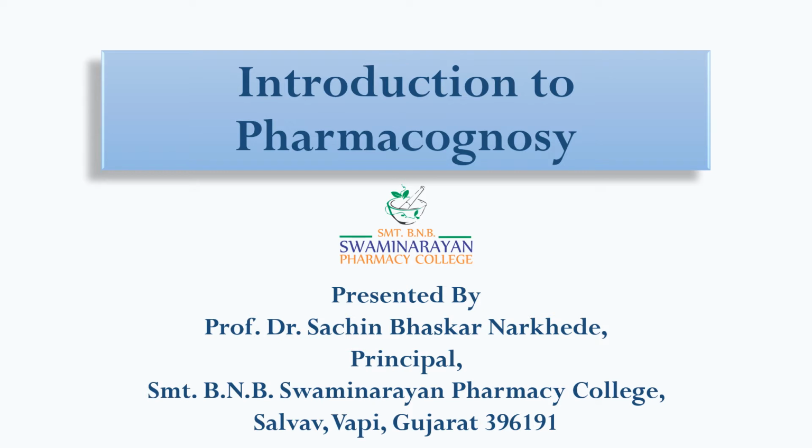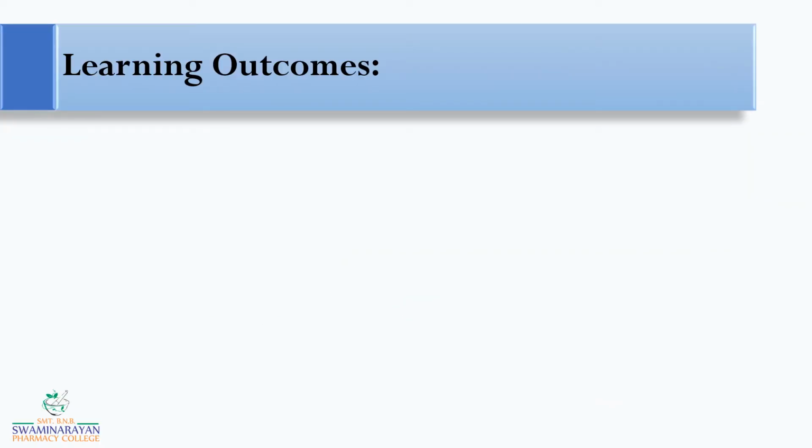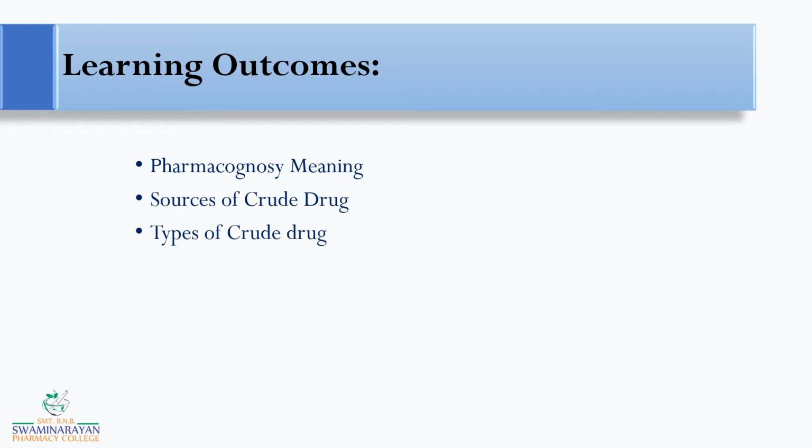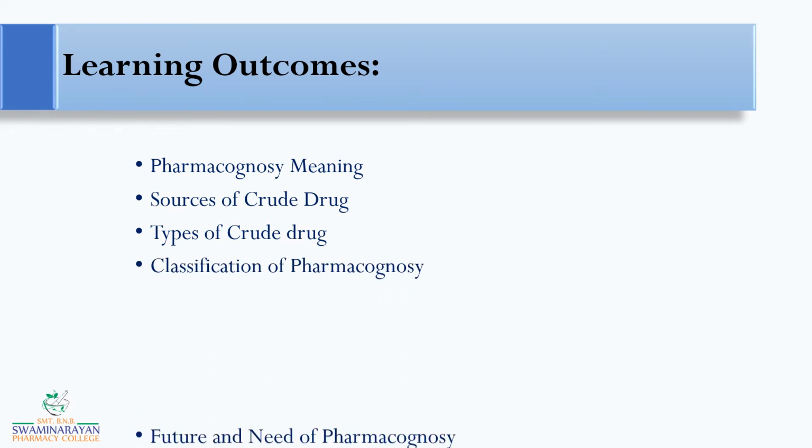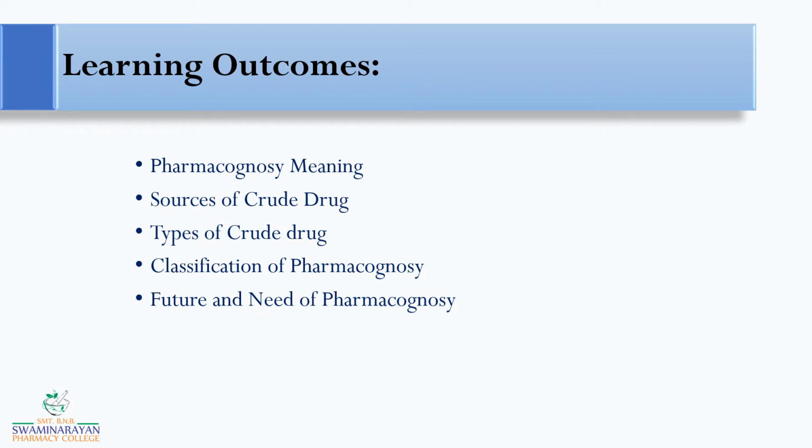Today we are going to discuss the topic Introduction to Pharmacognosy. The learning outcomes of this topic: first, we will know the meaning of pharmacognosy. Second, sources of crude drug. Third, types of crude drug. Fourth, classification of pharmacognosy. Fifth, future and need of pharmacognosy. These are the learning outcomes of this topic.